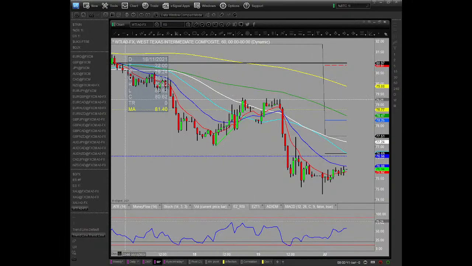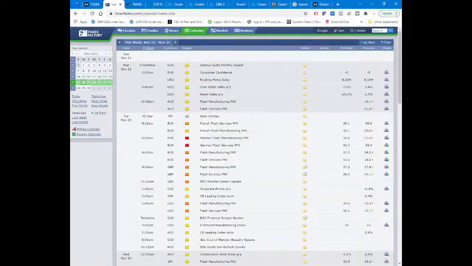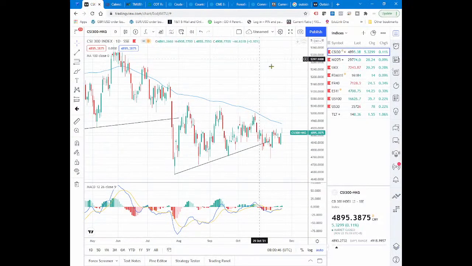Right, turning across, looking at the... what time is it? 8 o'clock. I can do this because it'll be open now. CSI 300. Well, a little up and down day really. That's it. Very small ranging day there.